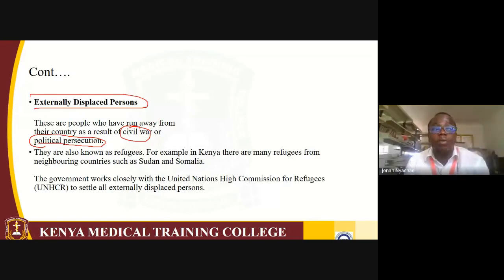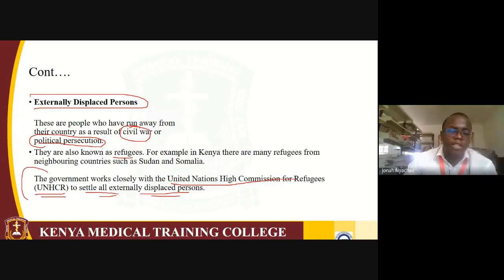We have the Kakuma refugee camp. We also have Dadaab, hosting more than 1 million persons. These people who are externally displaced are known as refugees. The government works closely with the United Nations High Commission for Refugees, or the UNHCR, to settle these externally displaced persons.